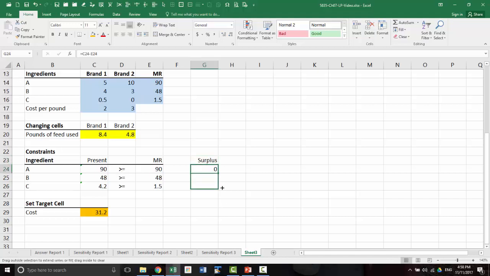Now if the surplus is 0, then the constraint is said to be binding, because the constraint is at the boundary of the minimum requirement. But if you exceed the boundary, then you will have surplus, and then it is not binding. So here, this will be binding, this will be binding, this will be non-binding.